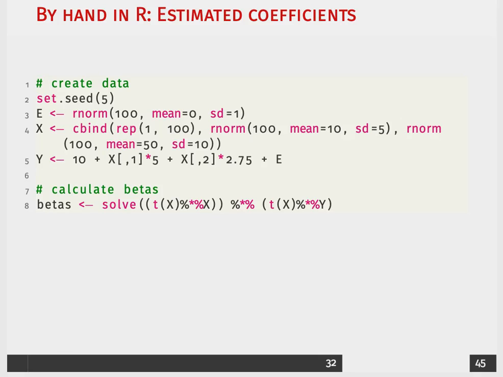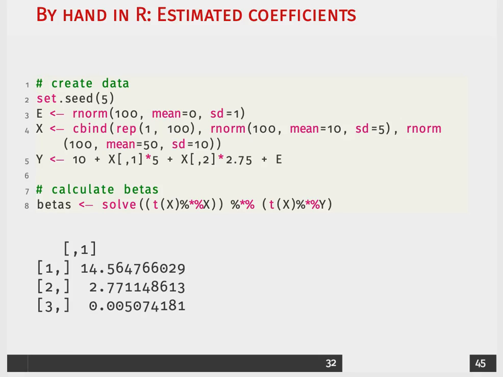Now, in line 8, we can take that equation from before that we talked about and actually calculate our estimated betas. We get an estimated slope for the first covariate of 2.77 and an estimated relationship with the third of 0.005. Our y-intercept is estimated at 14.56.